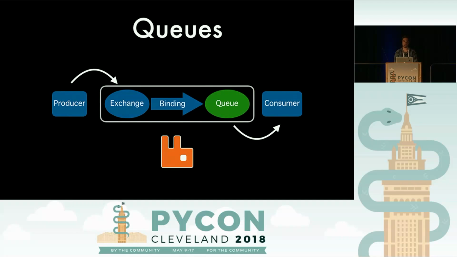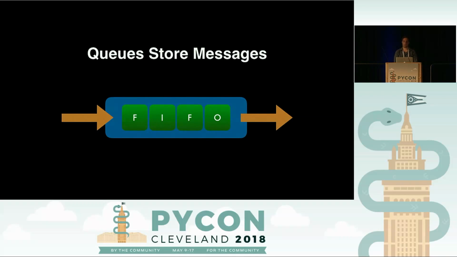The next RabbitMQ object is namely a queue. Queues are objects that live on the RabbitMQ broker and store messages for consumers to retrieve. Like a standard queue object in computer science, they are FIFO, first in, first out.